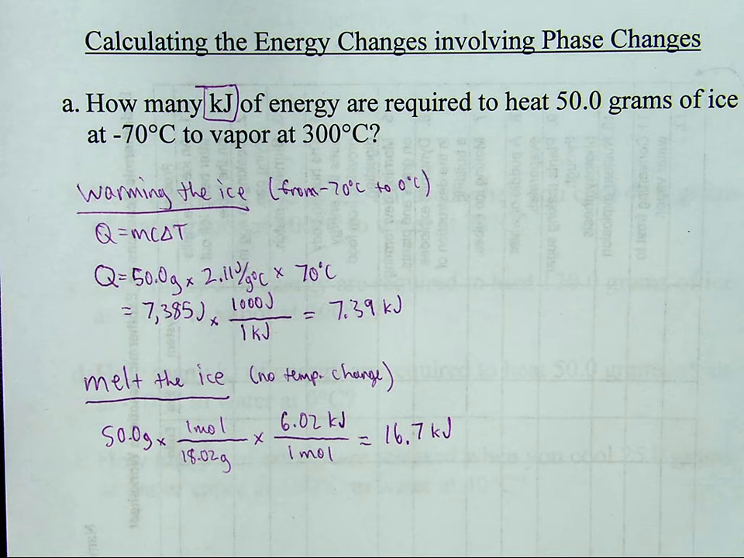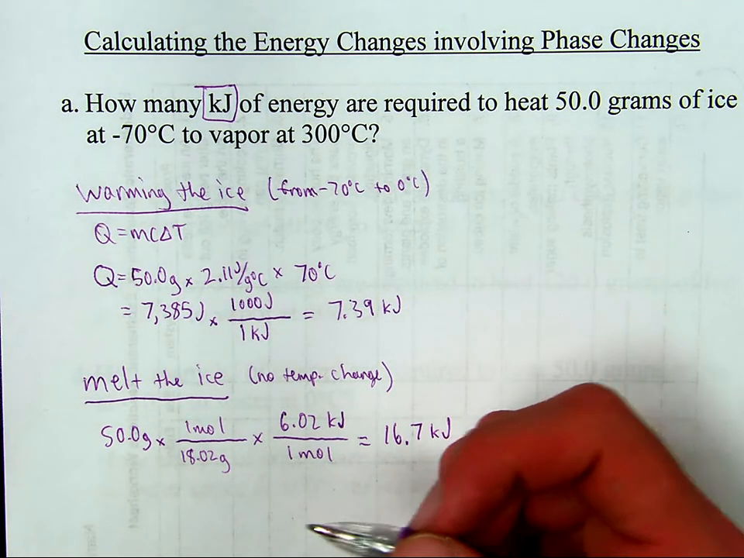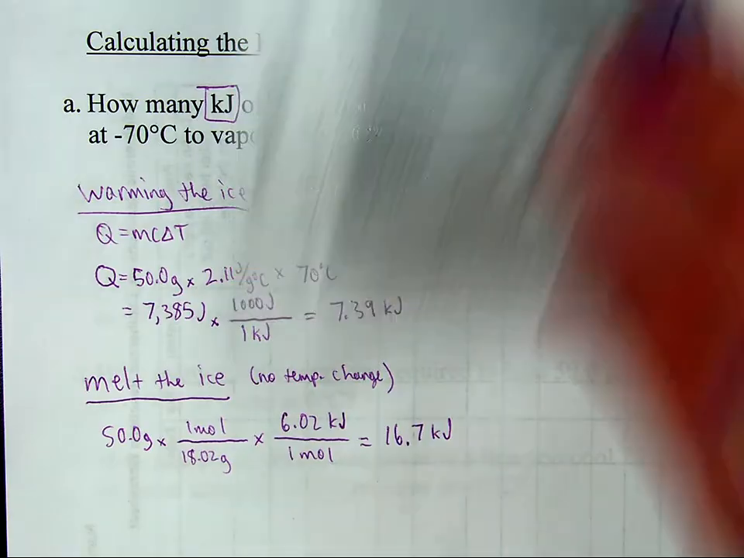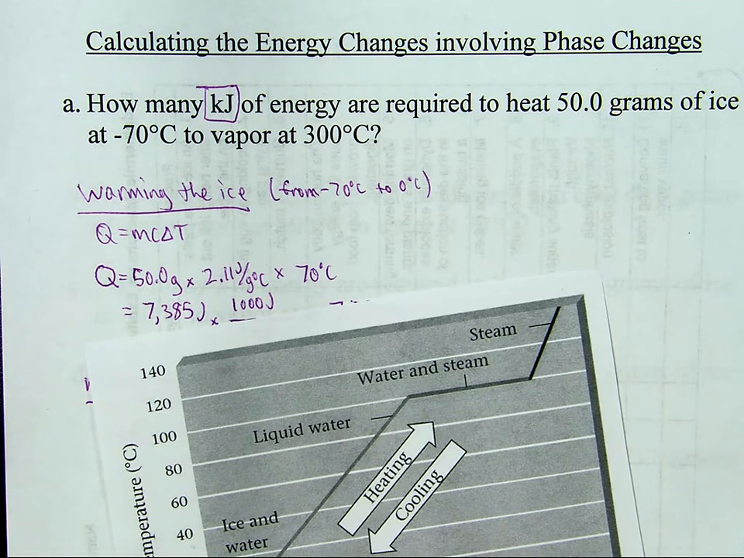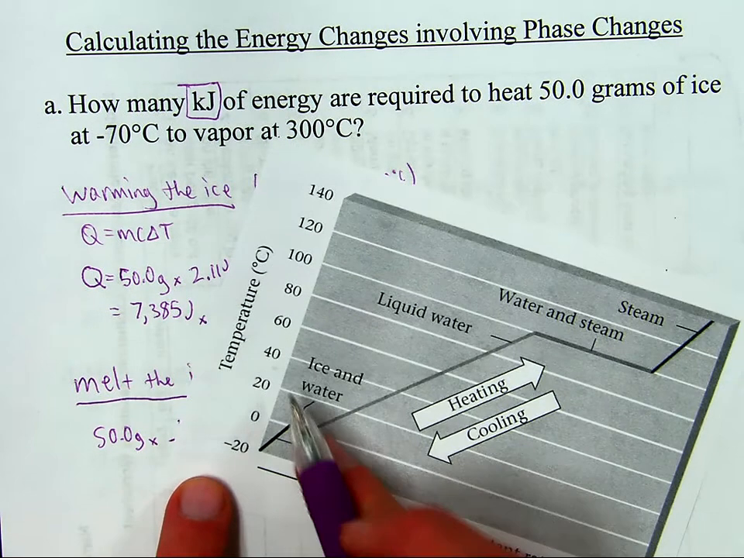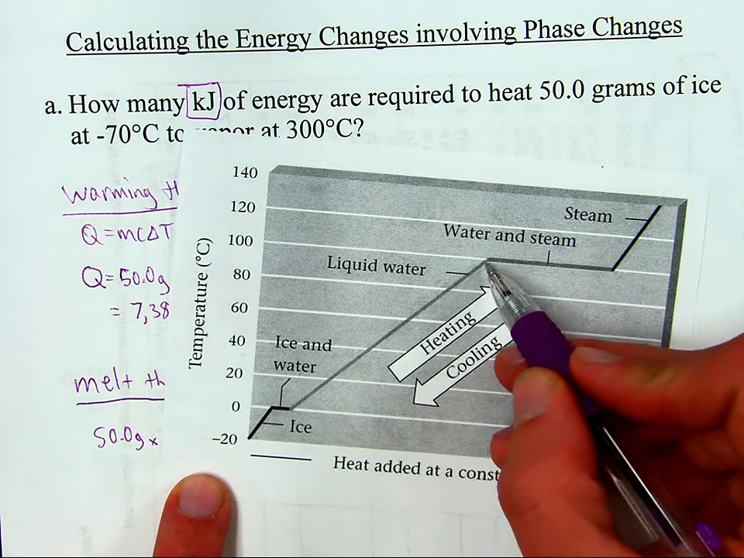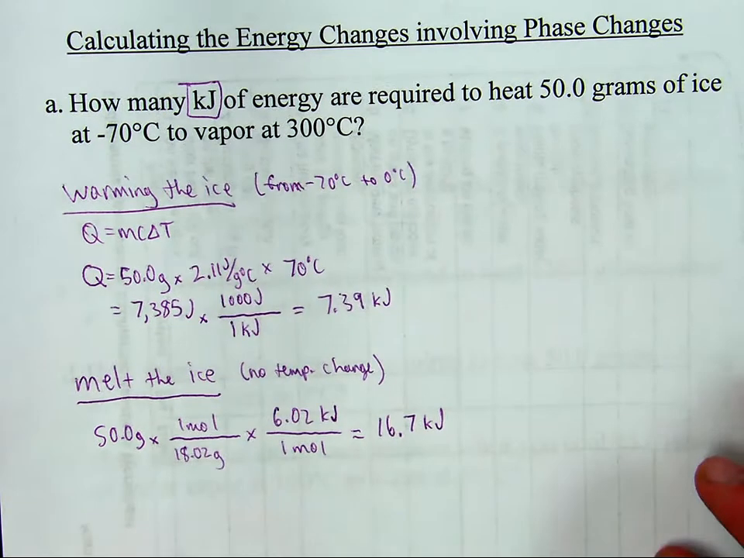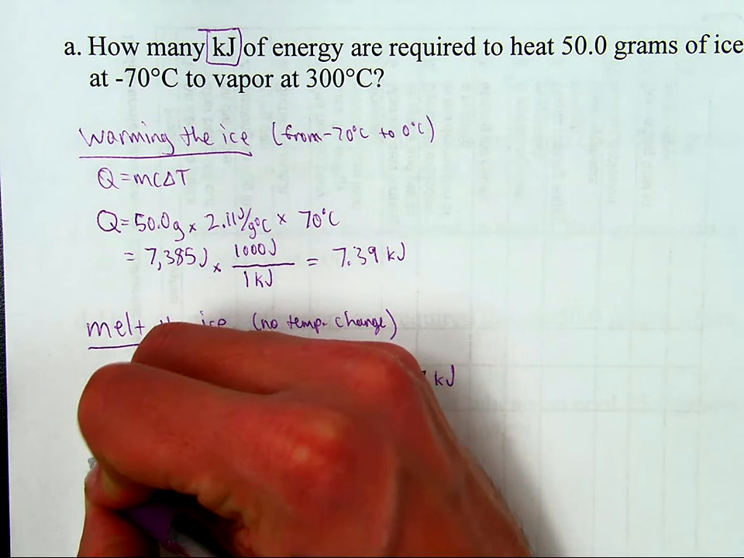There we go, bring the computer back online. The next piece is, okay, now you have gone from ice to 0 degrees Celsius, from negative 70 to 0. You've now melted the ice. So looking at this, you've basically gone from here to here. Now I need to go from here to here. So what that means is now I need to warm that water from 0 degrees Celsius to 100. So warming the water.